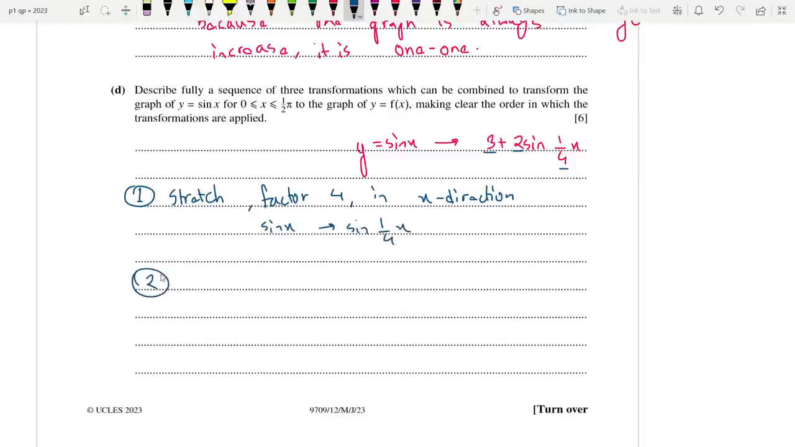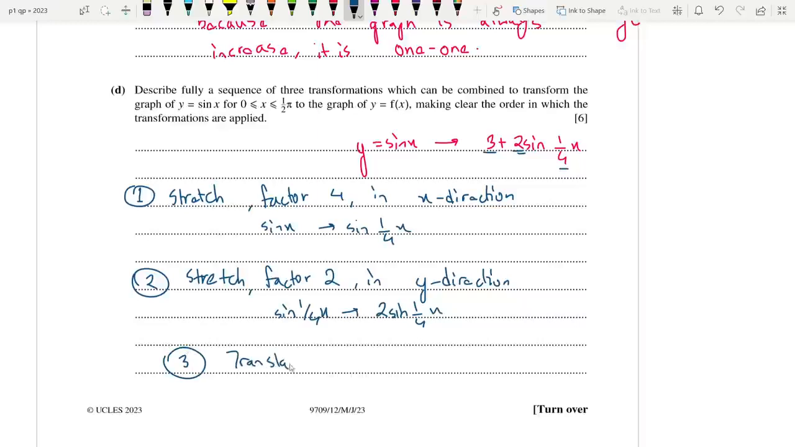Next. The benefit of doing it in the x-axis is it will be unaffected by other transformations now. Now we apply another stretch, but this time the factor will actually be 2 in the y direction. So sine 1 by 4x turns into 2 sine 1 by 4x. And last but not least, we're going to apply a translation of 0, 3 in the vertical direction. So 2 sine 1 by 4x plus 3. That's it. See if it makes sense.